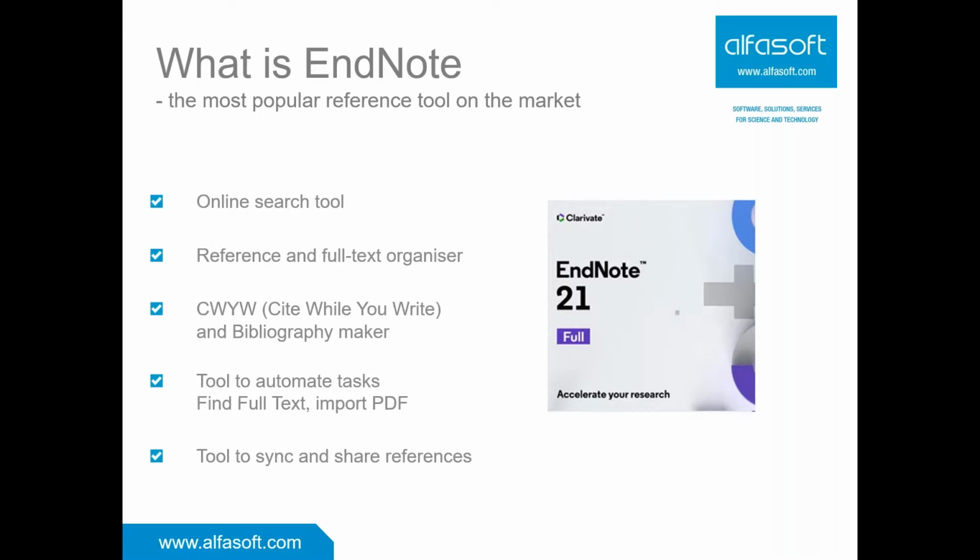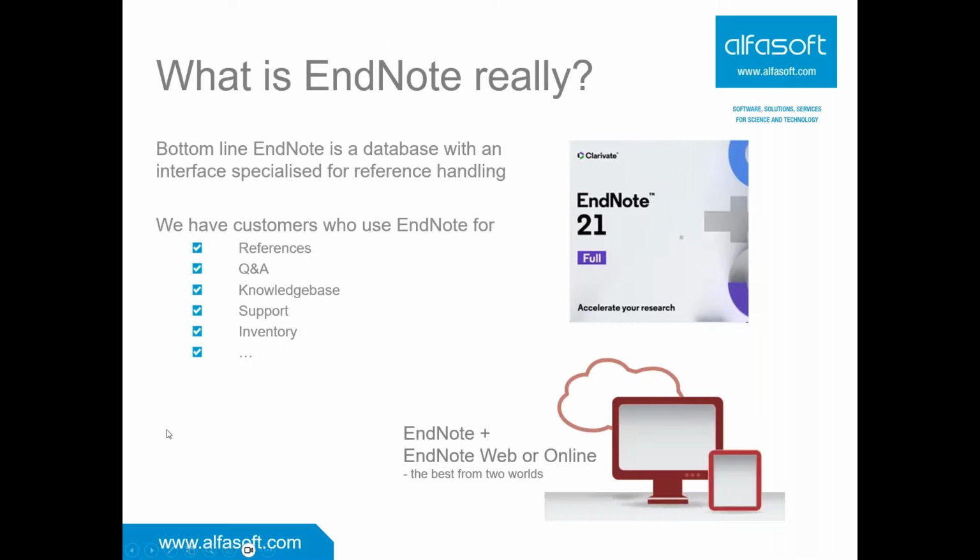EndNote is also your help to publish. There is something called Manuscript Matcher, built-in technology using the EndNote Online solution. And it's a tool to automate some tasks like finding full text and importing PDFs. We'll have a look at that later on. But it's important to remember what EndNote really is, and there are some things here that can help you.